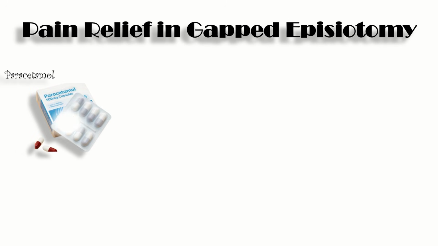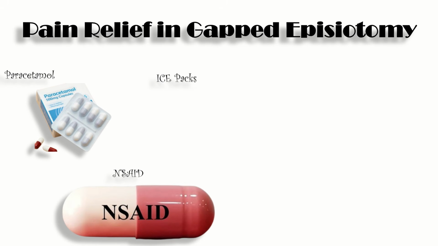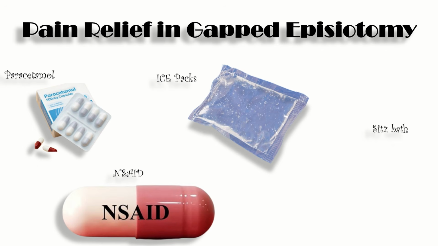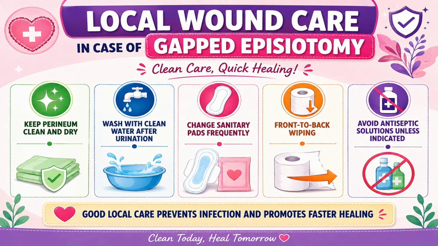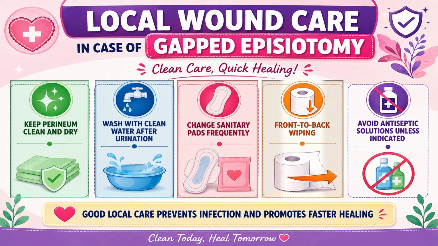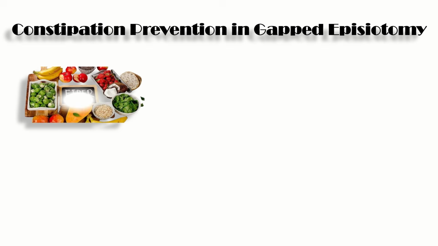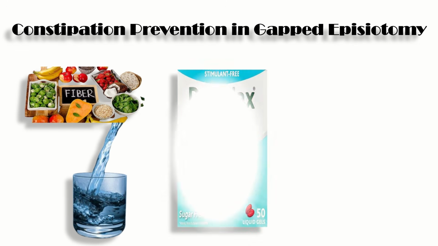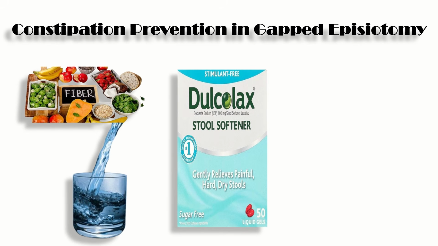The pain relief in gaped episiotomy include paracetamol, NSAIDs if not contraindicated, ice packs during the first 24 hours, sitz bath after acute swelling subsides. Local wound care in case of gaped episiotomy: keep perineum clean and dry, wash with clean water after urination, change sanitary pads frequently, front to back wiping, avoid antiseptic solution unless indicated. Constipation prevention in gaped episiotomy is very important, and that is done by the use of high fiber diet, adequate fluids, stool softeners like lactulose, and advised to avoid straining.